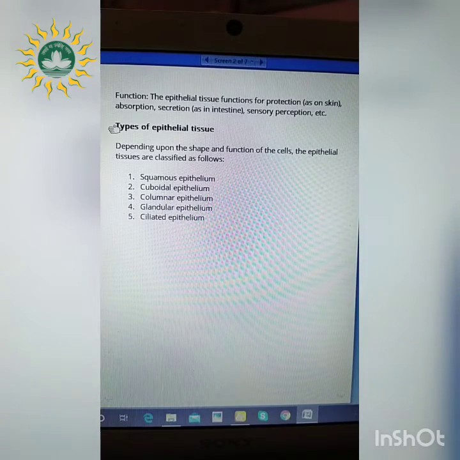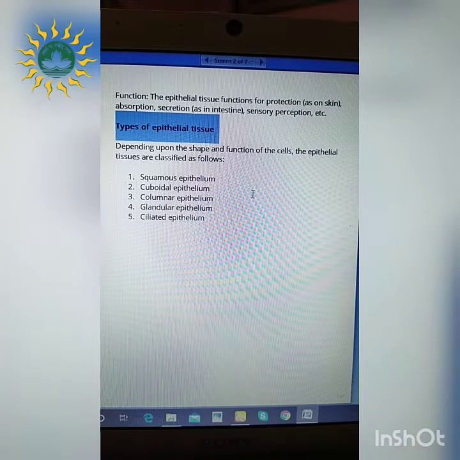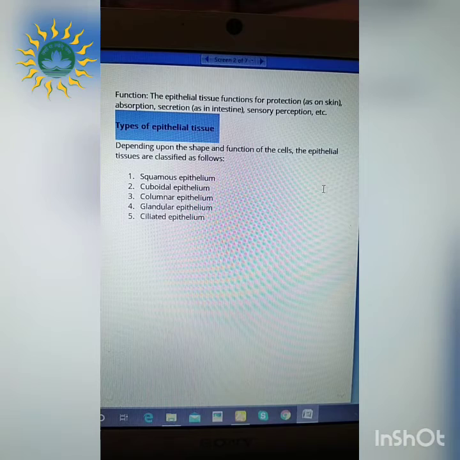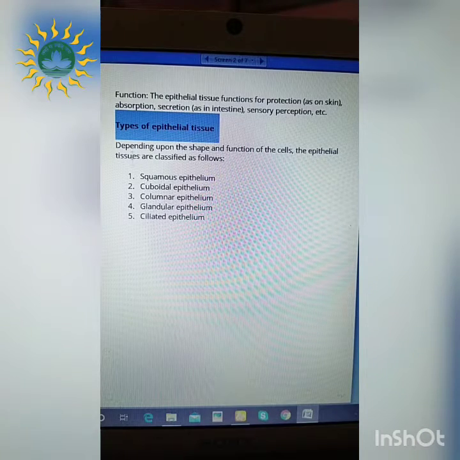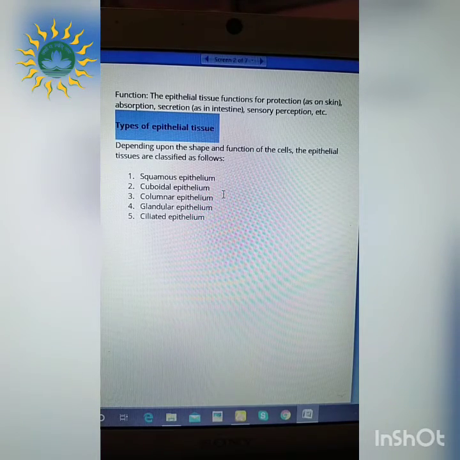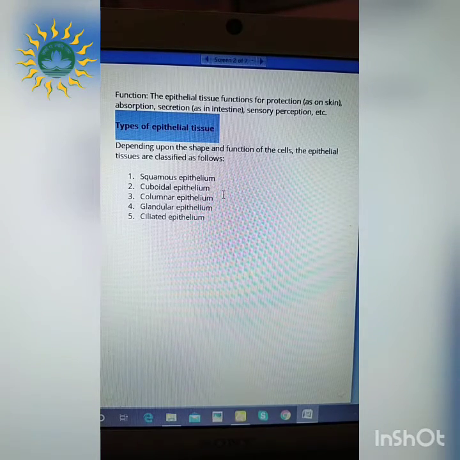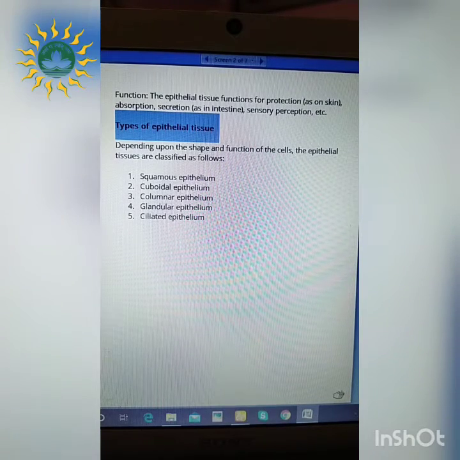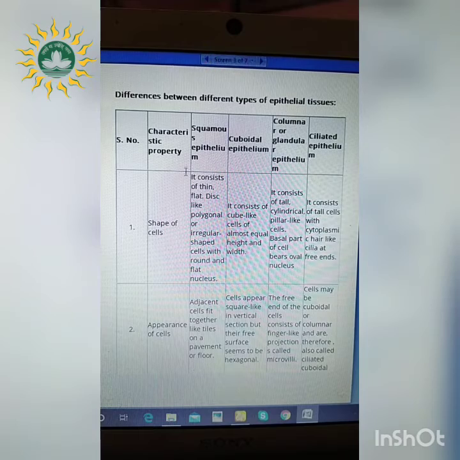Now coming to the types of epithelial tissue. Depending upon the structure, shape and function of the cells of epithelial tissues, there are different types, such as squamous epithelium, cuboidal epithelium, columnar epithelium, glandular epithelium and ciliated epithelium. One by one we will see all the details of that.